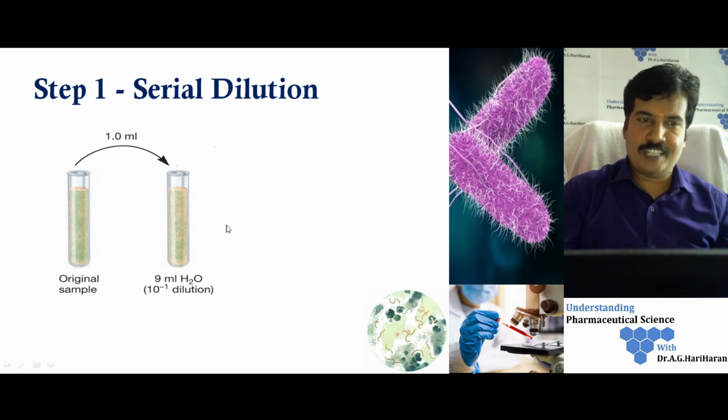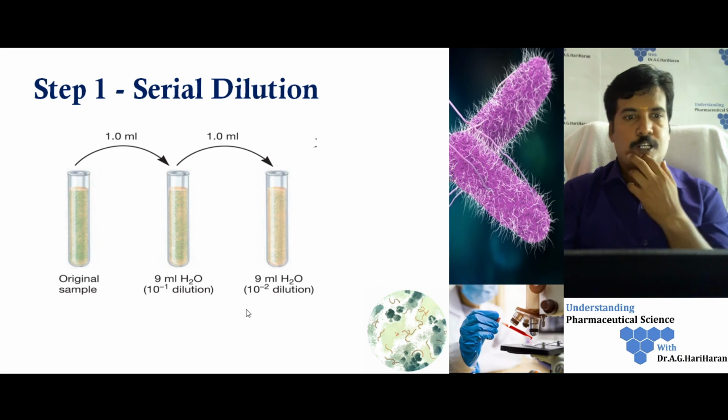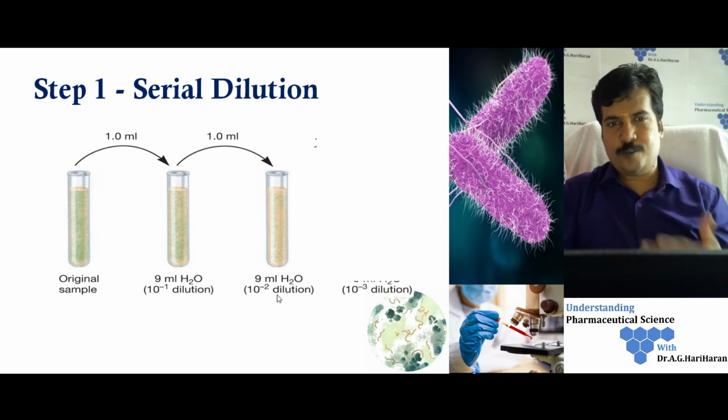So in the second stage, once again what we are doing is taking another test tube with 9 ml of sterile distilled water and 1 ml of the previously diluted sample is added. So in this stage, compared to the previous dilution, it is 10 times diluted. Compared to the original sample, it is 100 times diluted. So it has become 10 to the power minus 2 dilution.